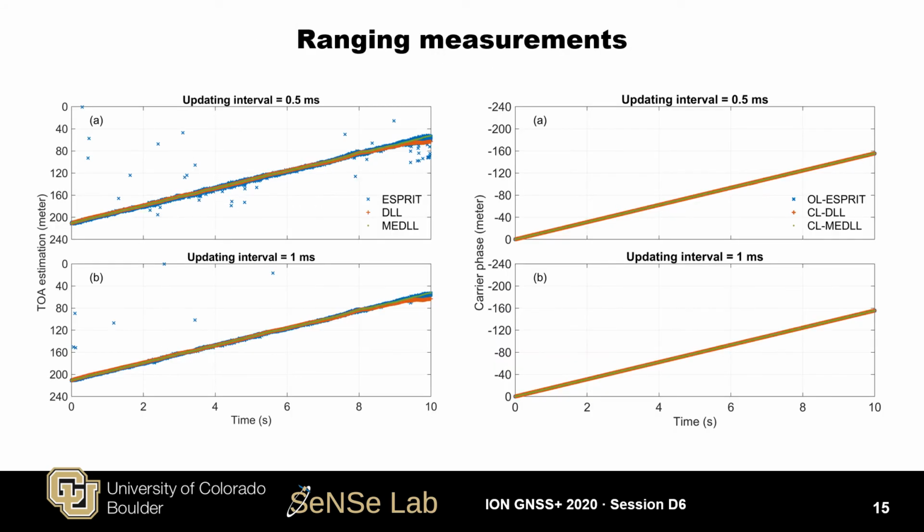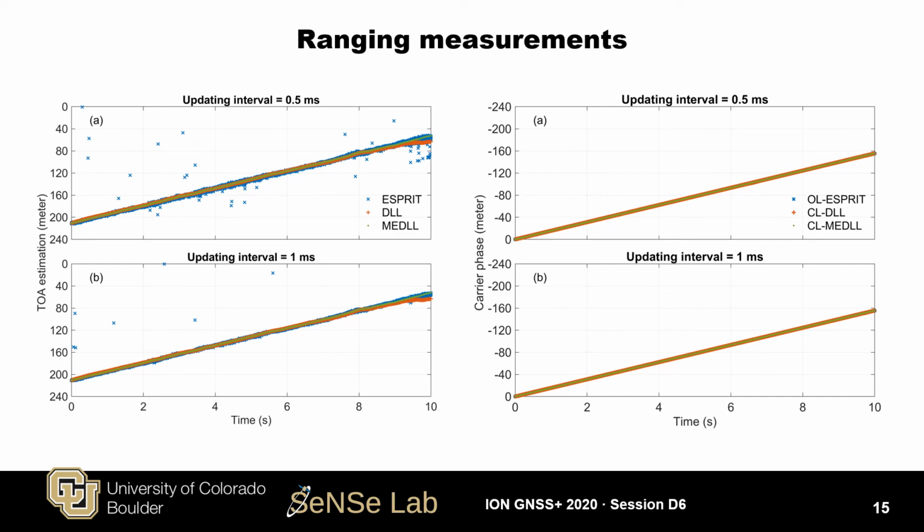The four plots in this slide are ranging measurements we obtained from a 10-second real dataset. The left two are the TOA estimations using 0.5 and 1 millisecond updating intervals, and the right two are the carrier phase measurements for the two updating intervals. Each plot shows the results provided by three methods. We can see that the TOA estimation and the carrier phase measurement show a good agreement in the variation over the 10 seconds period. The TOA estimation is much noisier than the carrier phase measurement.